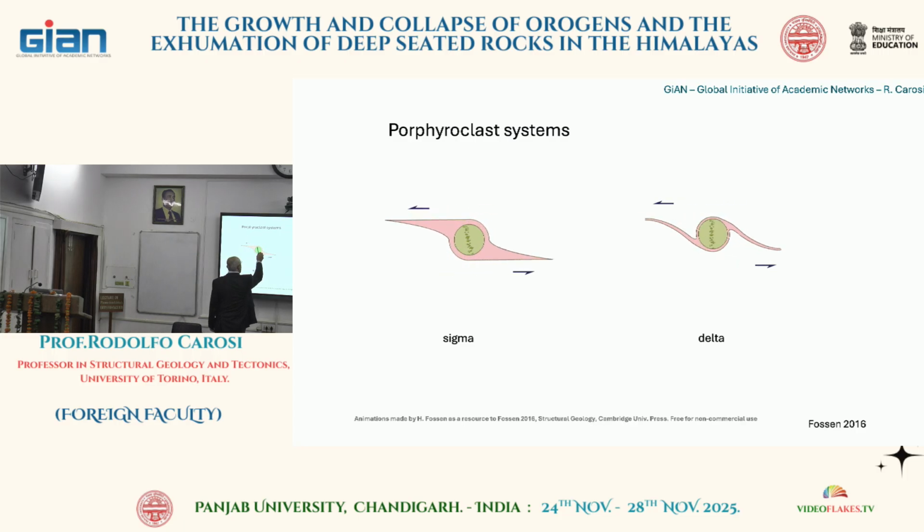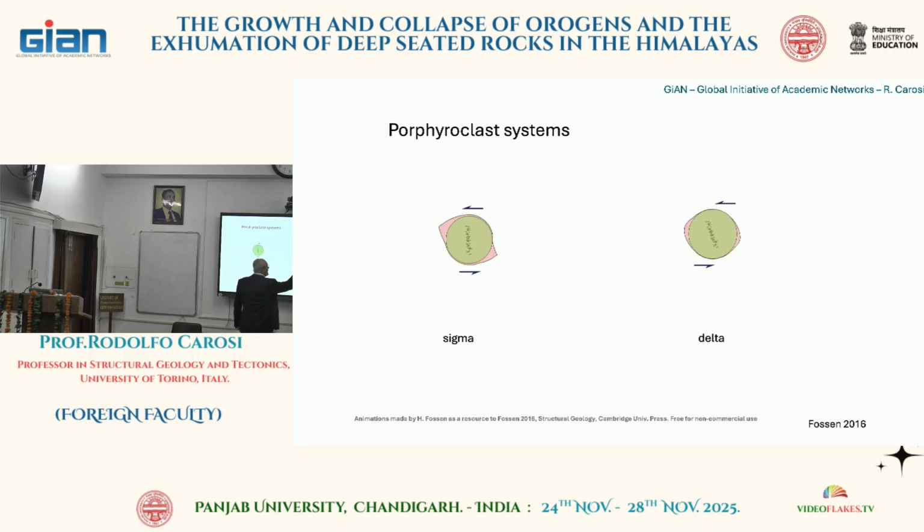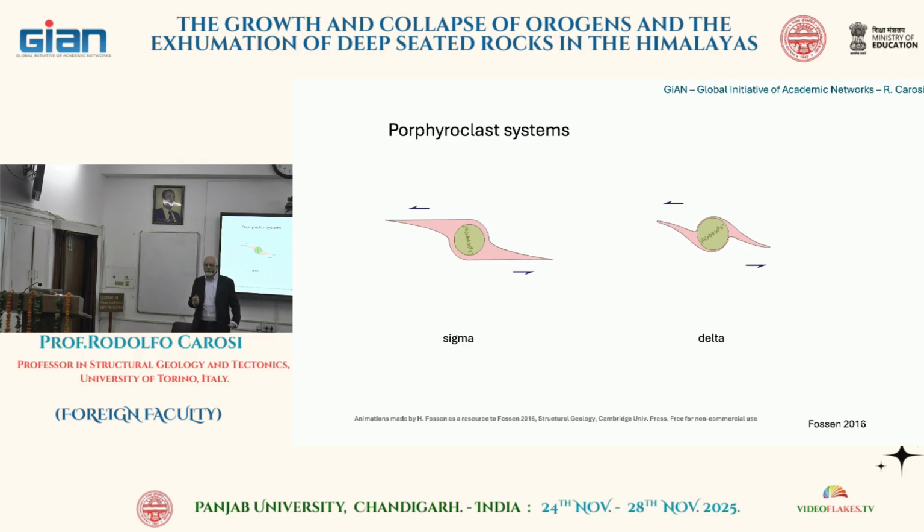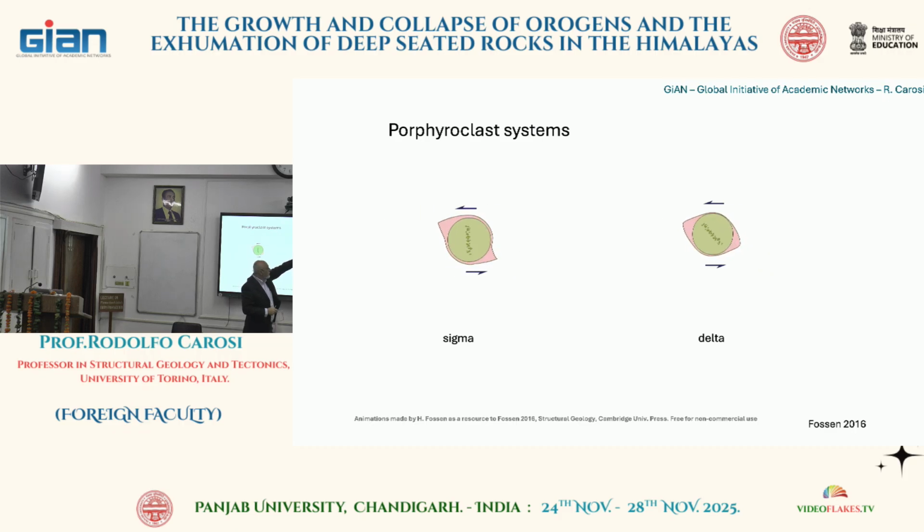if you look at this line, you can see that this sigma porphyroclast rotates a little bit. In this case, the delta porphyroclast rotates a lot. This is the main difference between the sigma and delta, because in the sigma there is less rotation and a large amount of recrystallization. In the delta porphyroclast, we have a lot of rotation of the porphyroclast and a small amount of recrystallization. In fact, the tails are very thin.